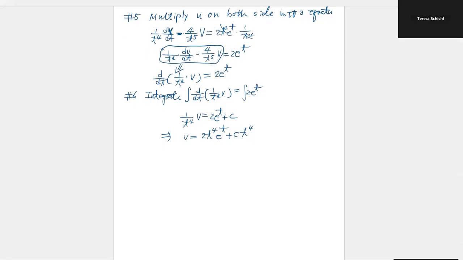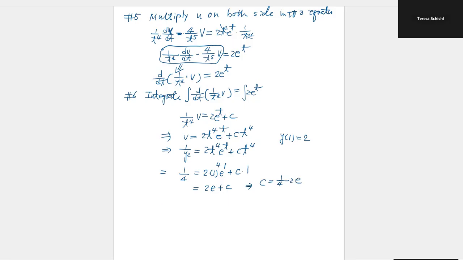Now, what is my v at the very beginning? It is 1 over y squared, right? So it's 1 over y squared equal to 2t4 et plus ct4. Now I substitute my initial condition, y of 1 equal to 2. So y equal to 2, so it is 1/4 equal to 2 times 1 to the 4th times e to the 1, plus c times 1. So you will get 2e plus c. So what is my c? c is equal to 1/4 minus 2e.